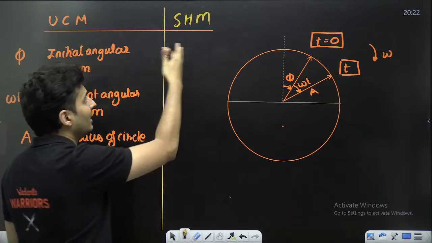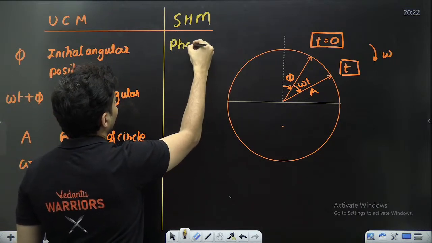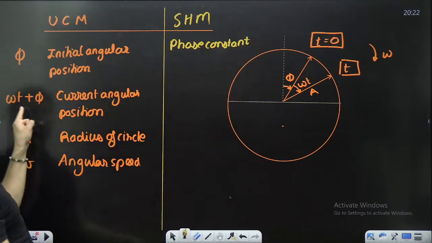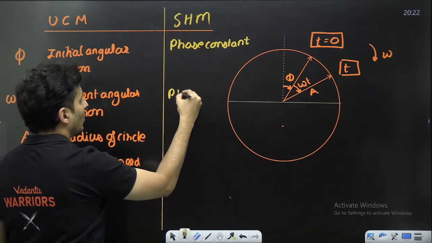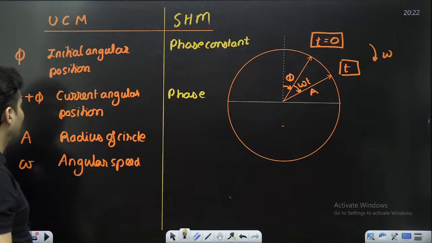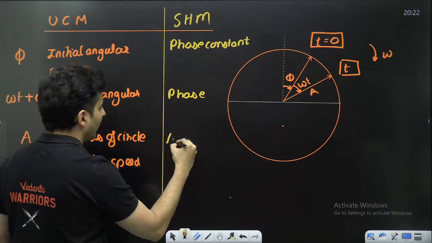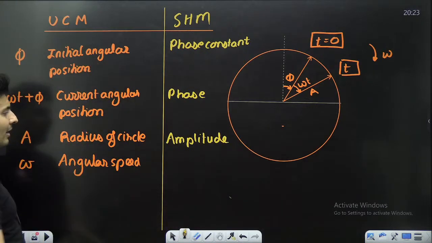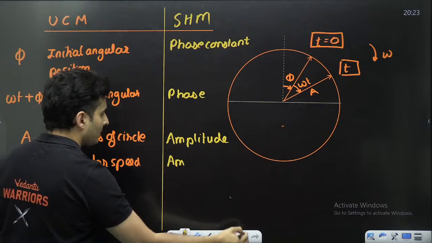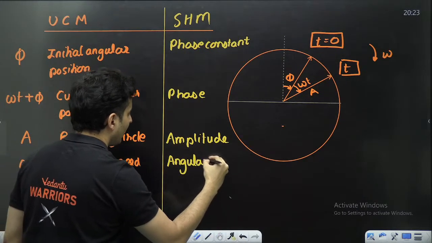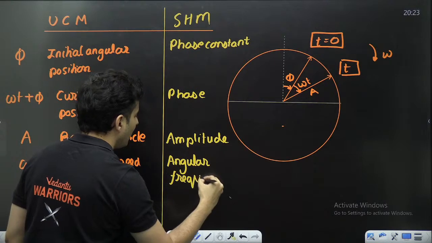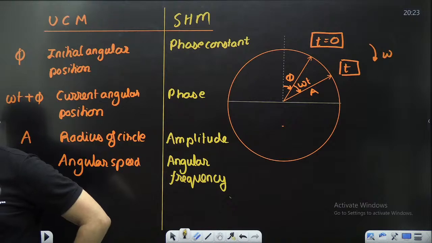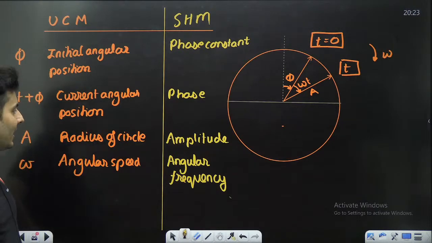What is this phi in SHM called? It is called the phase constant. What is omega t plus phi called? It is just called the phase of the SHM. What is A called? It is called the amplitude, my dear students. And what is omega called? It is not called angular speed. It is called angular frequency. Is that right? Very good.